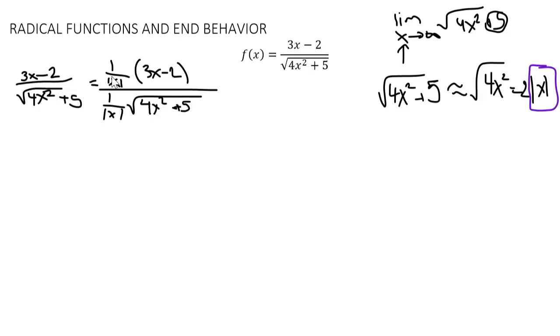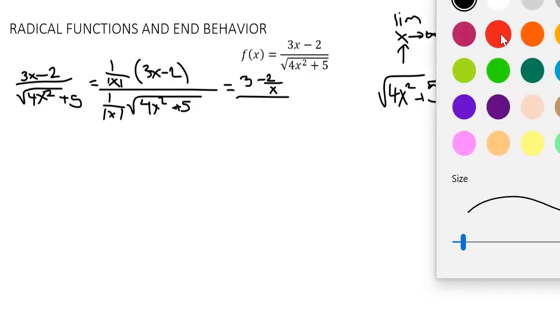So up here in the numerator, the absolute value of x is just x, and I can go ahead and distribute this term across the top. So I've got 1 over x times 3x, which is 3. And we've got 1 over x times negative 2, which is negative 2 over x. And there's our numerator.